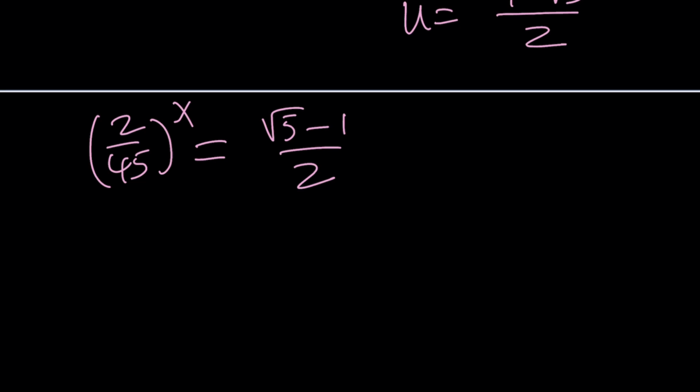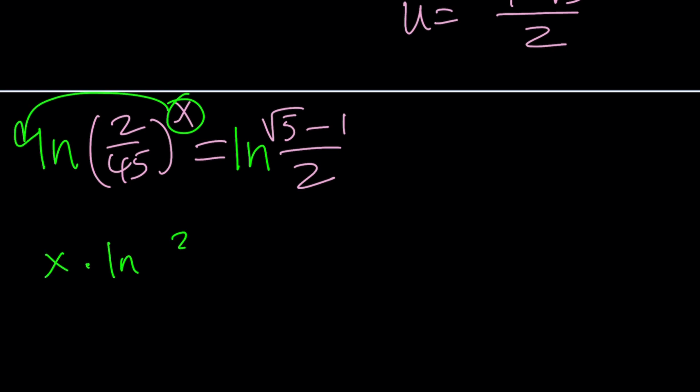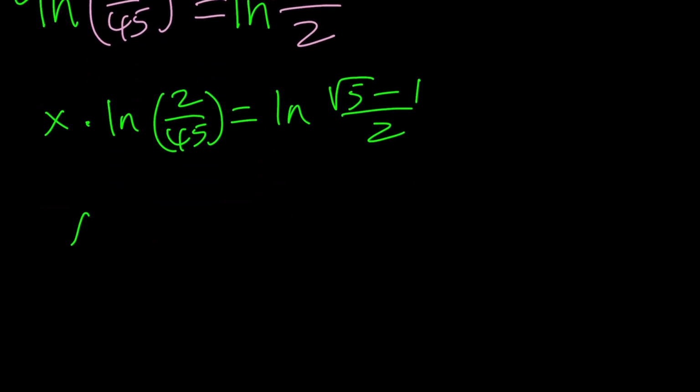And now we're going to do a little math magic. We're going to ln both sides. We can natural log both sides. And when you do, this exponent is going to move. x times ln 2 over 45 is going to be ln this. And of course, by division, you can get the x. Super easy, right? Once you get to this point, I think the rest should be easy.